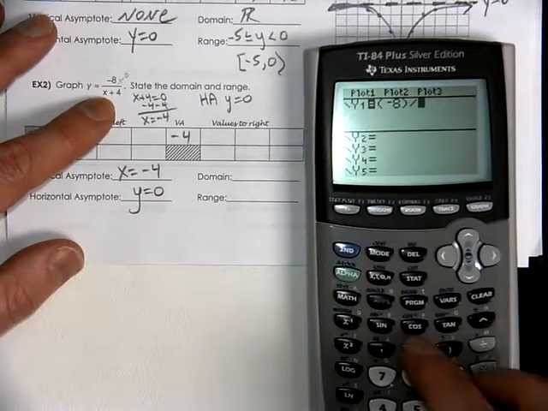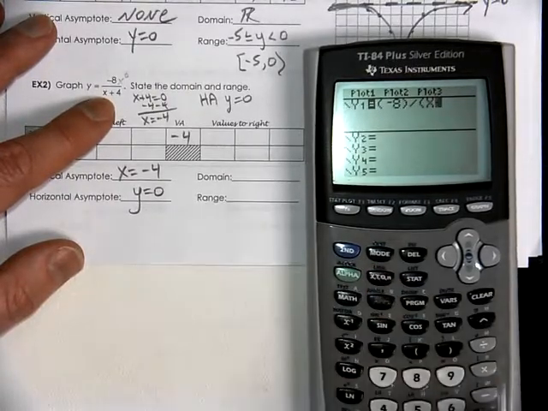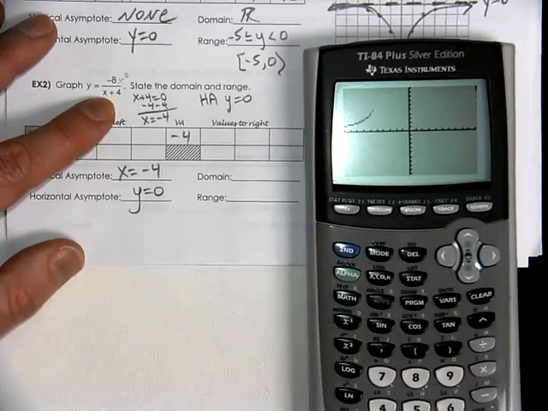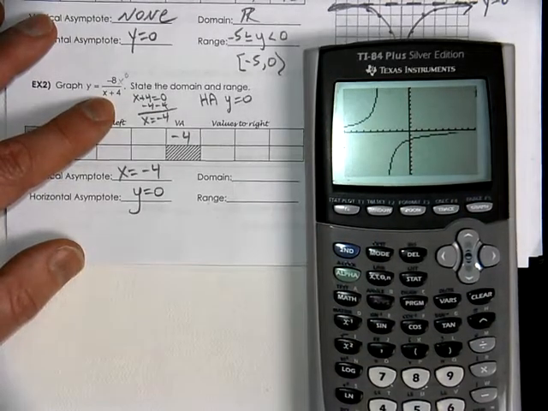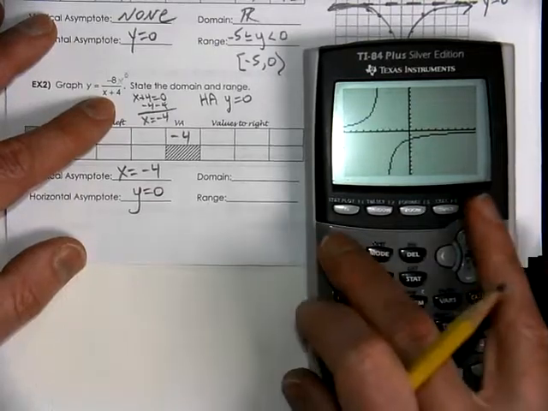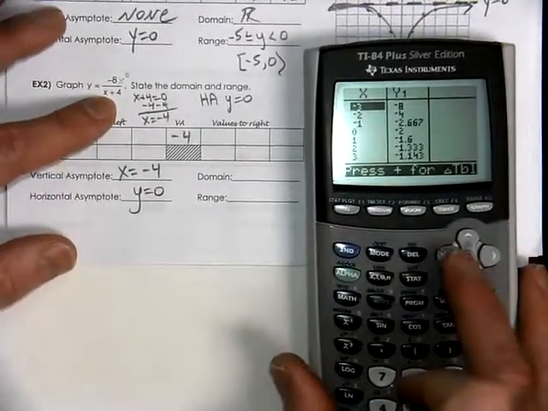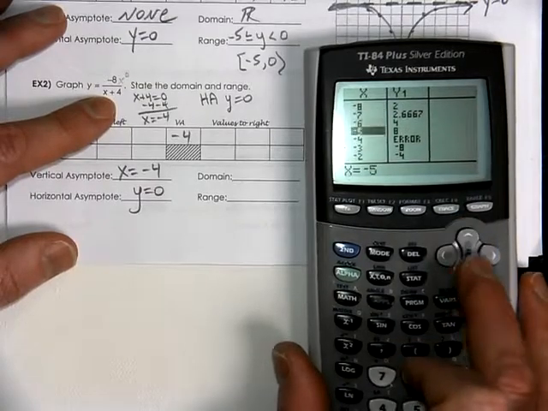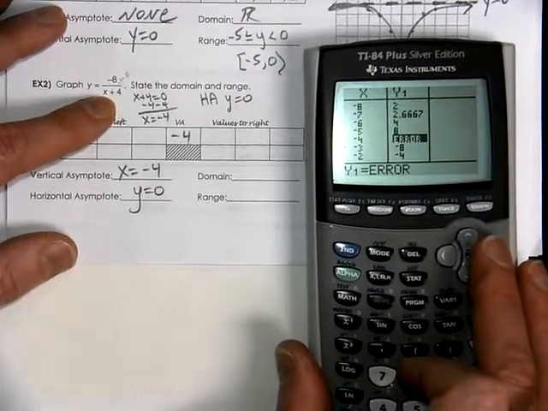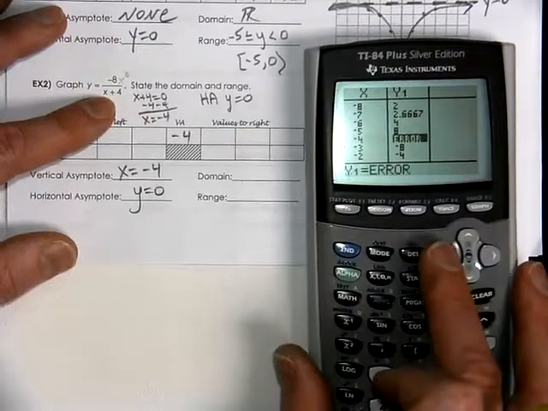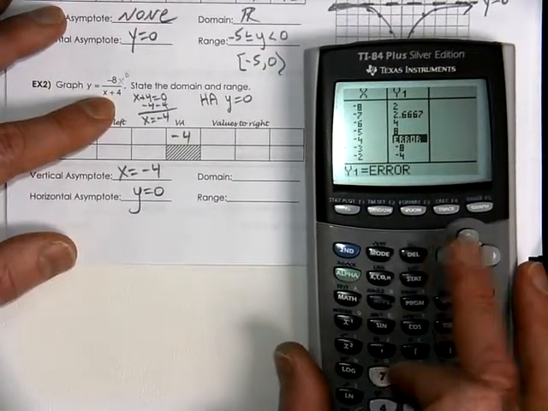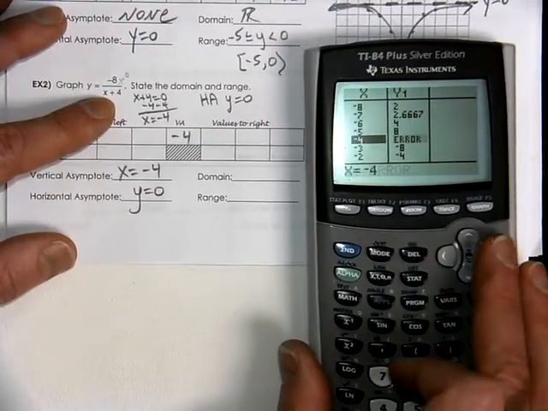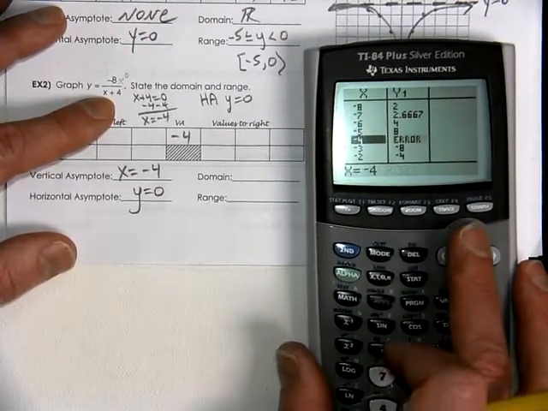Parentheses -8 divided by x plus 4. And when we go to our graph, we see this one get graphed out. And in our table, we can pick our numbers. We're going to either side of -4. Notice -4 has an error for the y, because that's where the vertical asymptote would occur. You cannot have a y value when x is -4. So that's why we get the error.